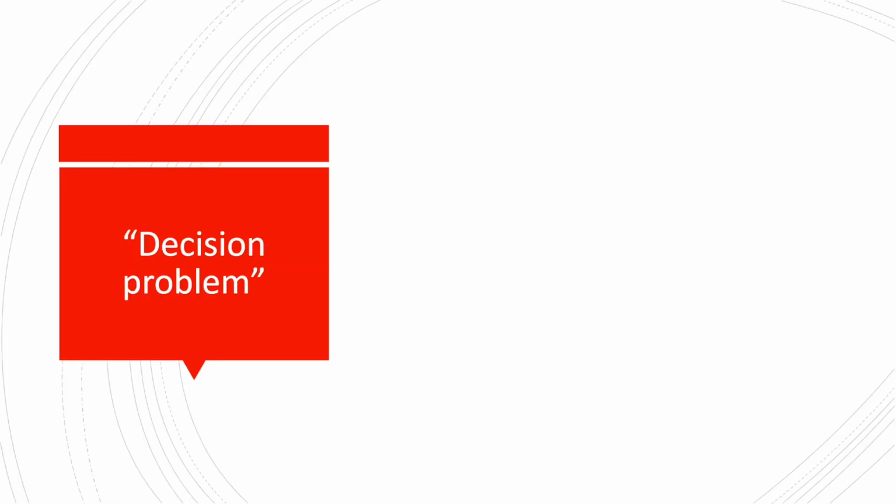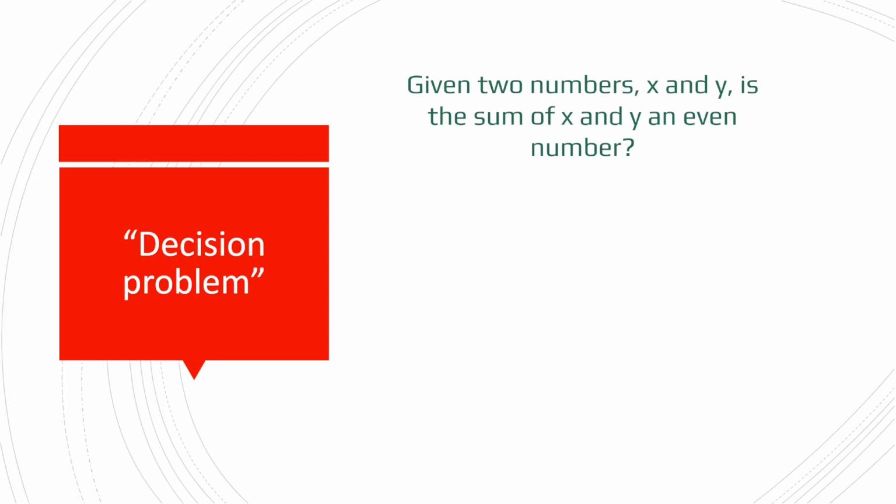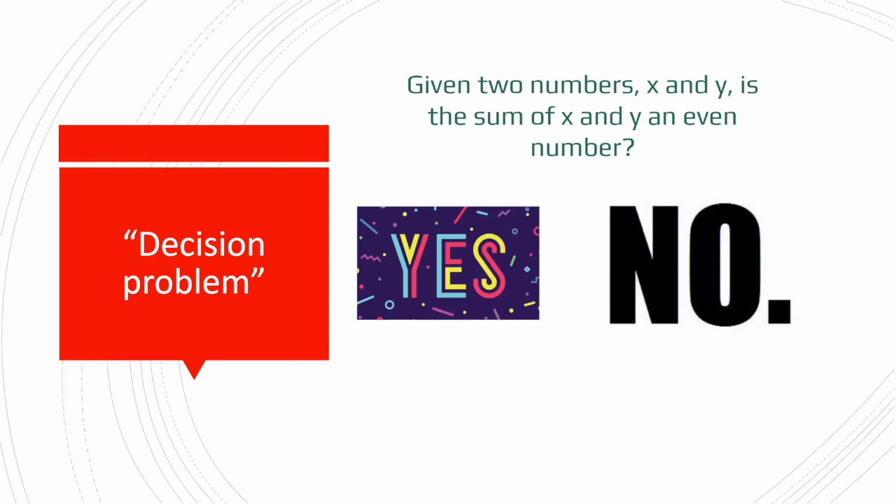A decision problem is a problem that can be phrased as a yes or no question of the input values. For example, given two numbers x and y, is the sum of x and y an even number? The answer is either yes or no, thus making it a decision problem.